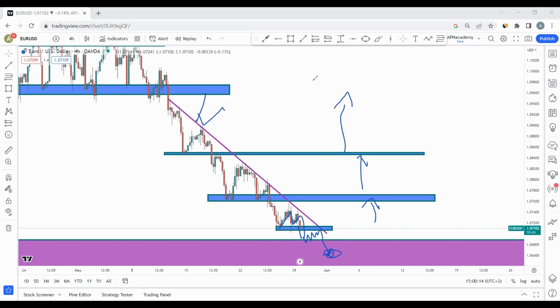So this is how you do a top-down analysis, whereby you can see clearly the direction of the market and exactly where you want to act from. I really hope this made sense to you, and I hope you guys can utilize this.